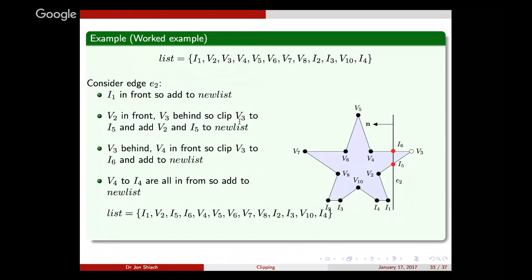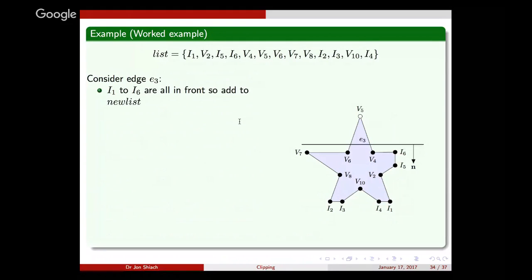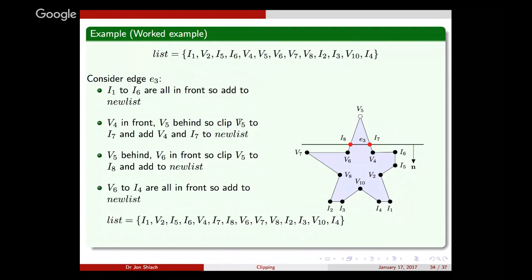So at each edge, we start with the current list. We work through the current list, replacing any vertices which are behind with the intersection point. Okay, pretty much a similar thing again. Don't really have to work through this too hard. So again, we start with I1 in our list. So we're starting here, add I1, add V2, add I5, add I6.